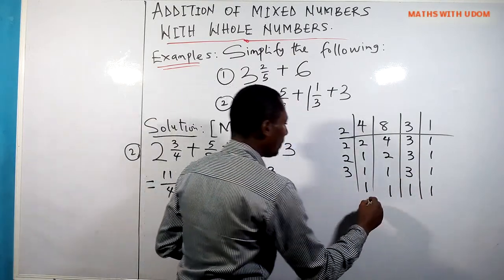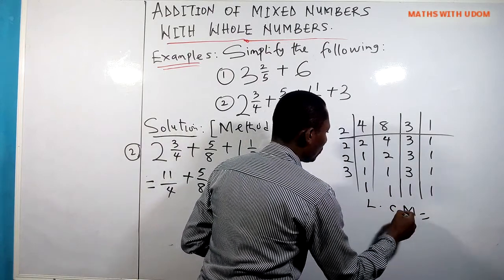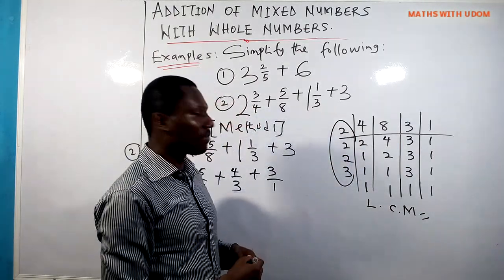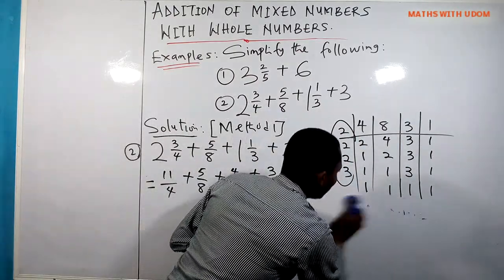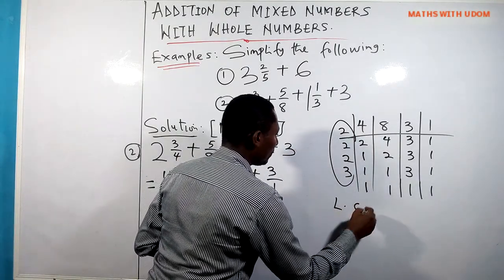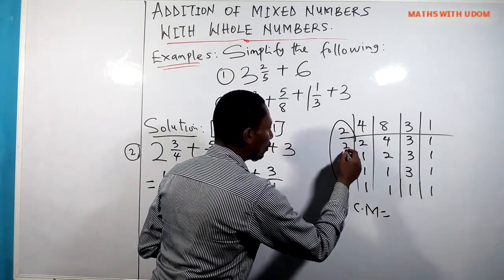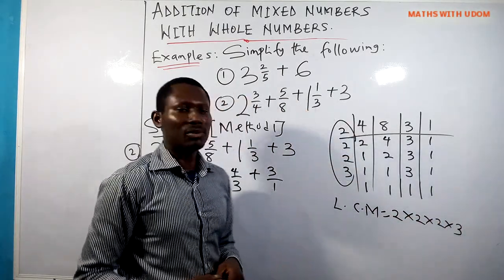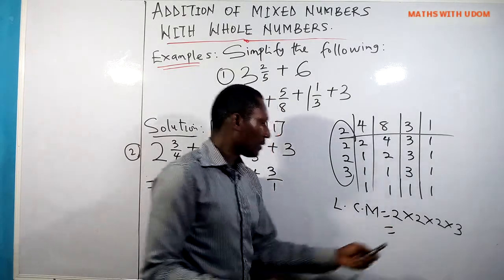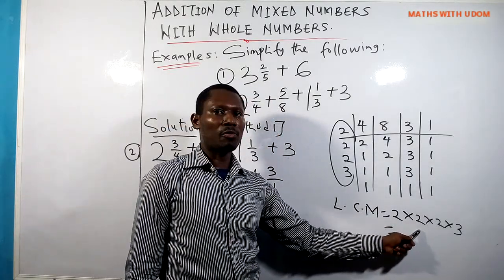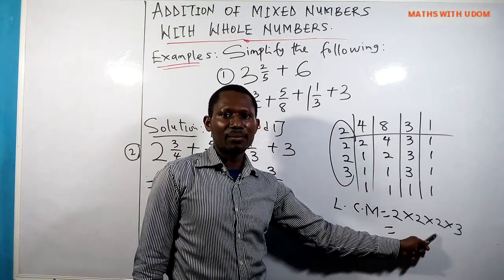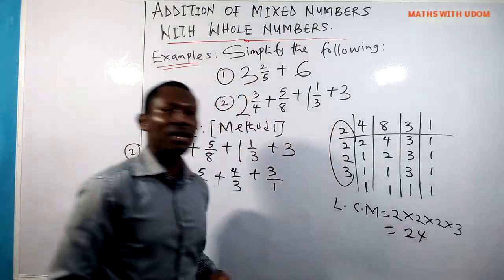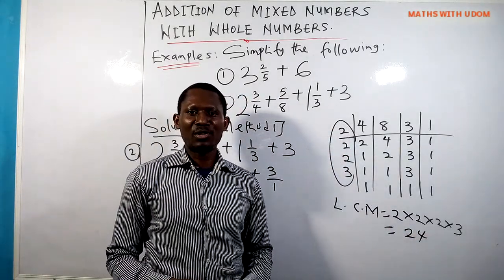So our LCM will now be, we multiply all the numbers outside here. So our LCM is 2 times 2 times 2 times 3. 2 times 2 is 4. 4 times 2 is 8. 8 times 3 is 24. So our LCM is 24. So what do we do with the LCM?